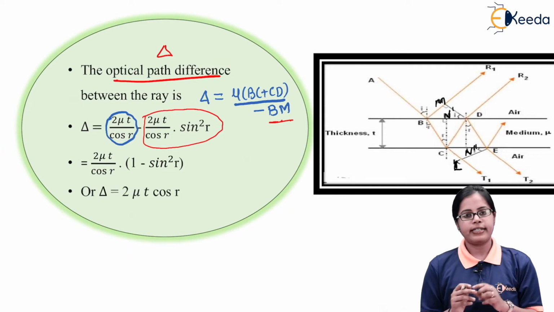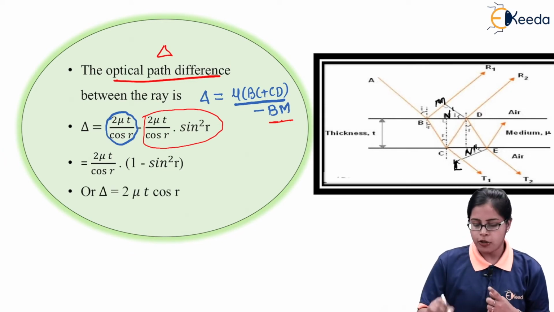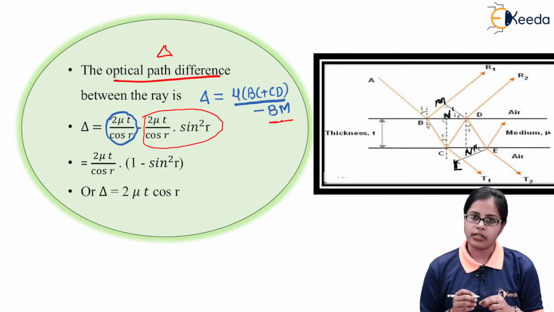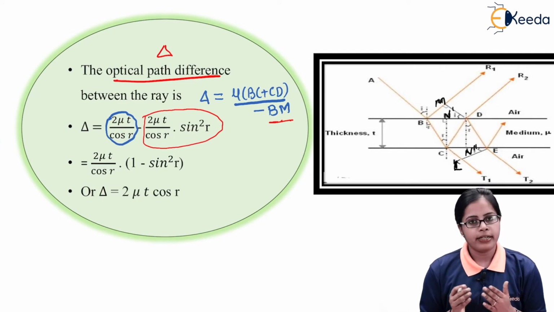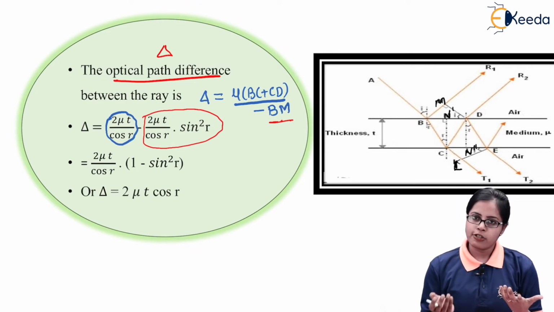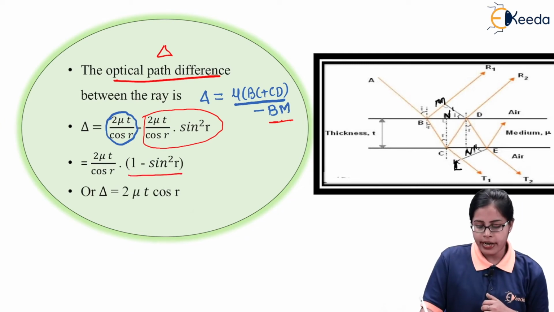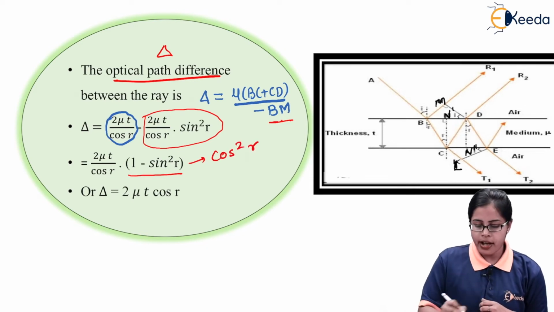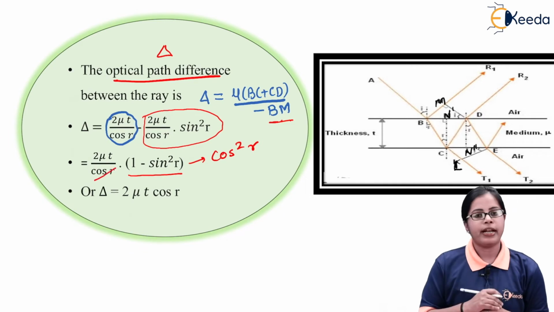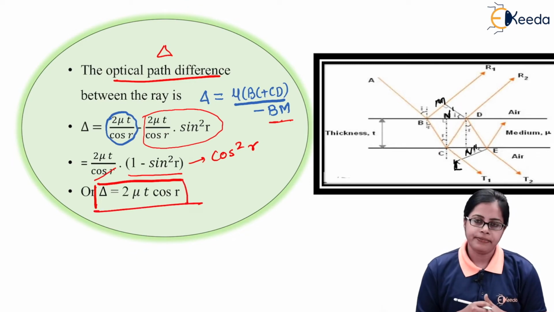So delta is written as the first term minus the second term. Can we take the common term outside? The common term is nothing but 2 mu t by cos r. In the bracket, I will get 1 minus sine square r. As we are aware, 1 minus sine square theta is written as cos square theta. So instead of 1 minus sine square r, I can write the term as cos square r. So this cos square r and this cos r will get cancelled, giving me the value of optical path difference as 2 mu t cos r.